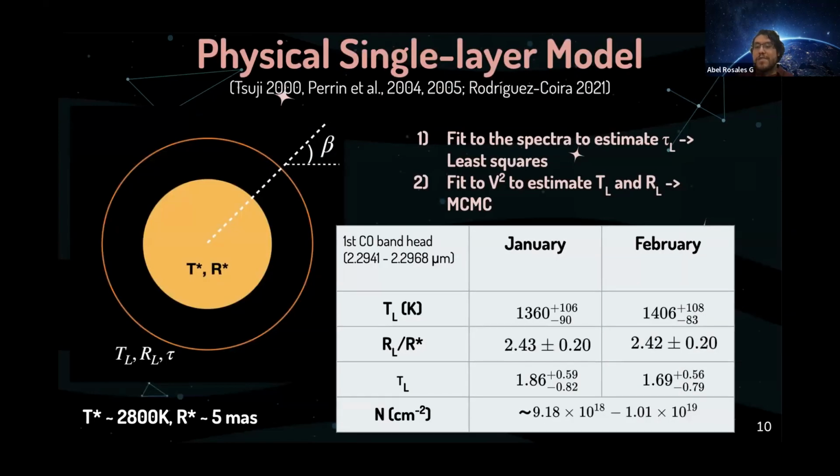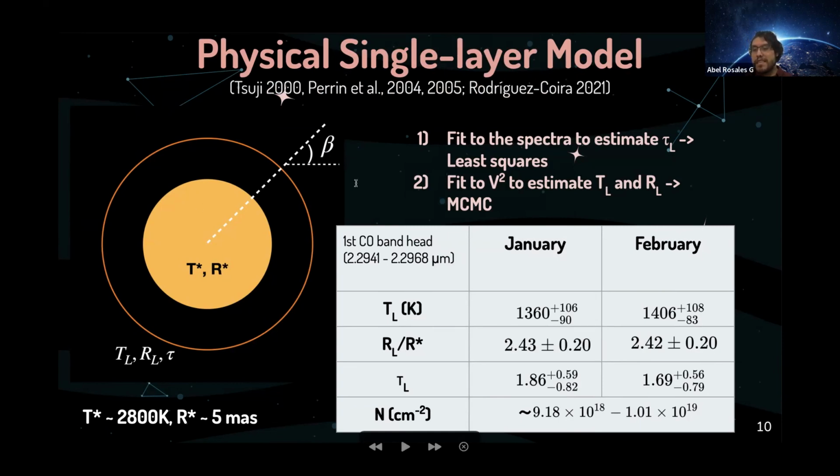So next, we wanted to estimate some astrophysical parameters corresponding to the CO. Therefore, we used a model with more physical meaning. In this case, the model we used is known as the single layer model. This model consists of a central source that emits as a black body, and it is surrounded by a layer with no geometrical thickness. This layer absorbs the radiation coming from the star and re-emits again as a black body.